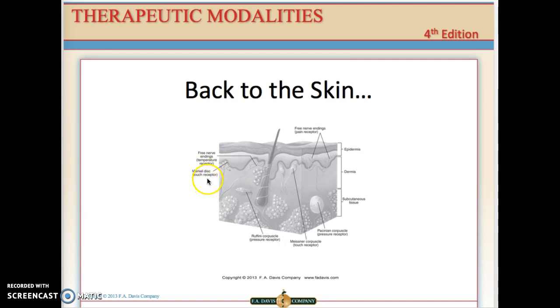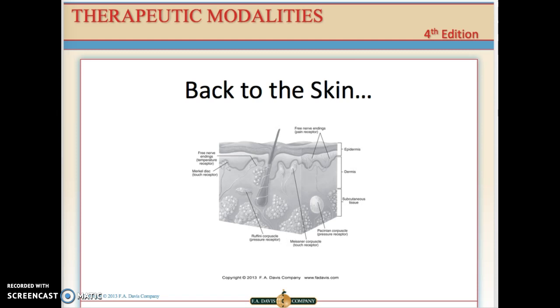You have a Merkel's disc, which is a touch receptor, a Ruffinian corpuscle, which is a pressure receptor, a Meissner corpuscle, which also senses touch, and then a Pacinian corpuscle. And I will tell you a little bit about each one of those. All right, so let's look more closely then at these sensors, the sensory units in your skin. The free nerve endings are capable of sensing both pain and temperature, and they are relatively quick and relatively sensitive, so they transmit impulses quickly. They have a low threshold, which means that they fire fairly easily.